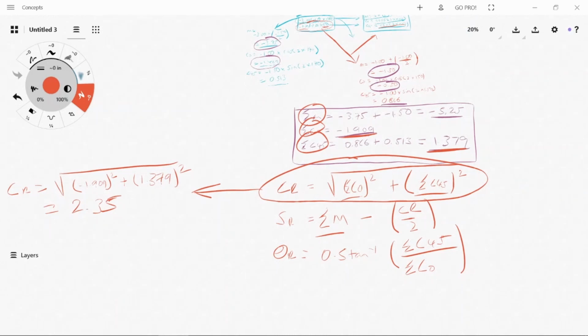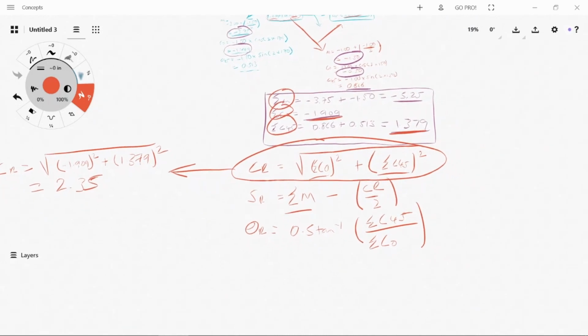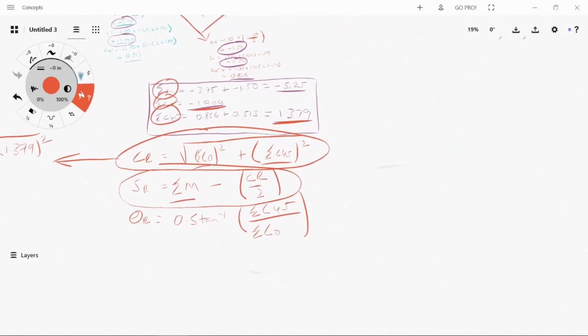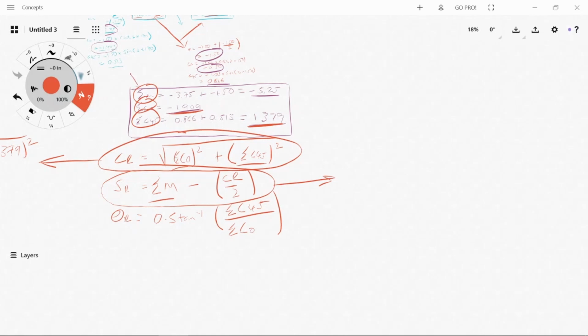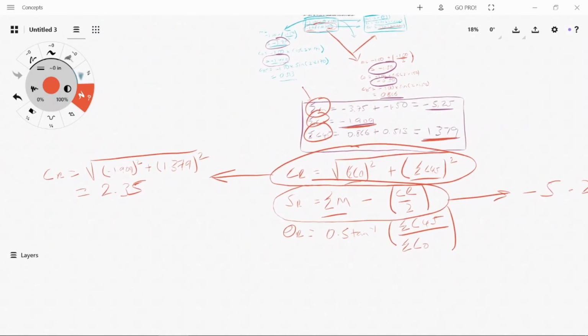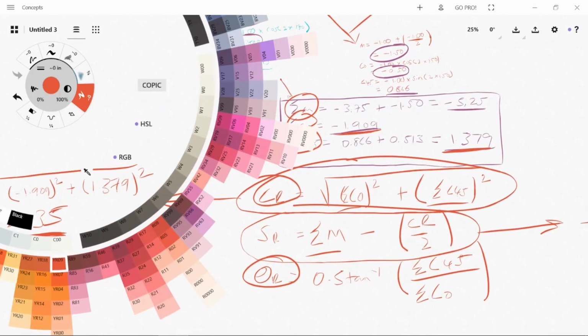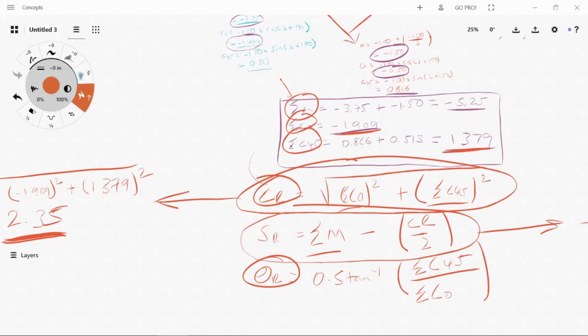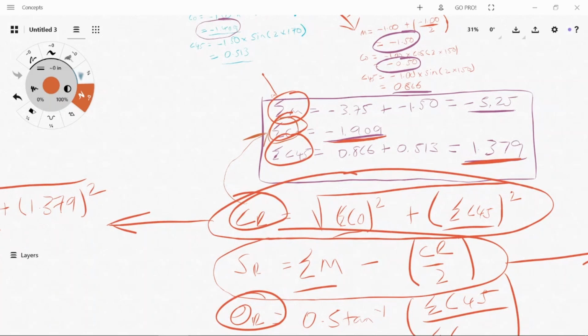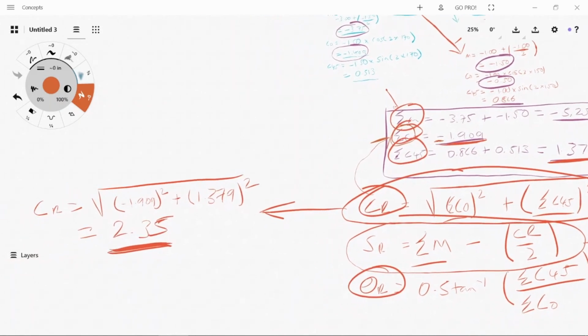So I've worked out the cylinder. Now we can work out the resultant sphere, which is just here. This is the sum of M, which we worked out here as minus 525, and it was minus CR over 2. So there are two annoying rules I need to mention here, one to do with CR and one to do with theta R. Here, 2.35 actually isn't correct. You have to look back at the C0 value. The sum of C0 is minus, so because it's minus, the CR value also needs to be minus. So actually this is minus 2.35.